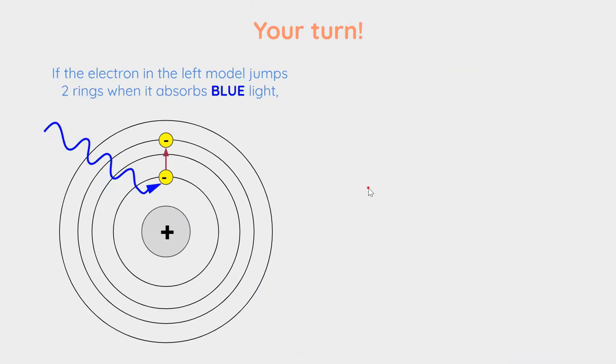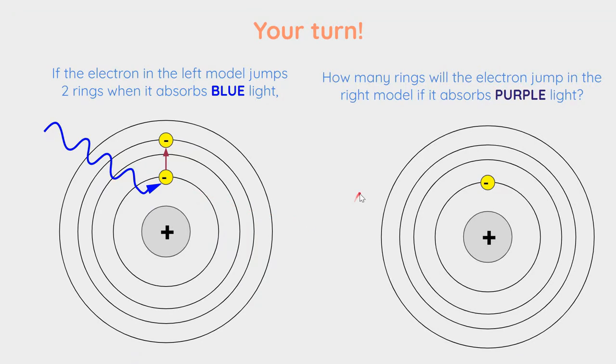Let's do one more. In this left model, I have my electron jumping 1, 2 levels when it absorbs blue light. And this time I'm going to tell you that the electron is absorbing purple light. So we have blue jumping 2 levels. What kind of jump will happen when this electron absorbs purple light? Go ahead and answer on screen. The only thing that makes sense in this model is for the electron to jump more levels because it absorbs light with more energy. So it would jump 3 levels. And that is the EdPuzzle quiz for Unit 2, Section 3.